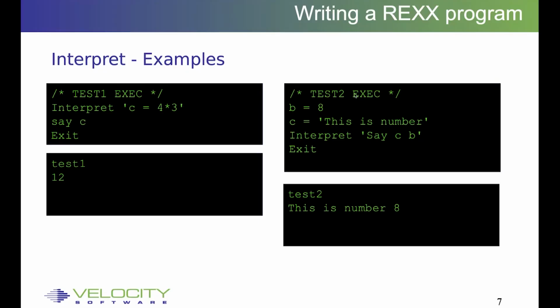On the right-hand side, we have another program that sets two variables. So a string literal, this is number, and the value 8 is assigned to the B variable. And in my interpret, I'm just going to say C and B, and the result is this is number 8. Exactly as I would expect it. Again, I didn't need the interpret instruction to do this, just showing you an example of how interpret works.